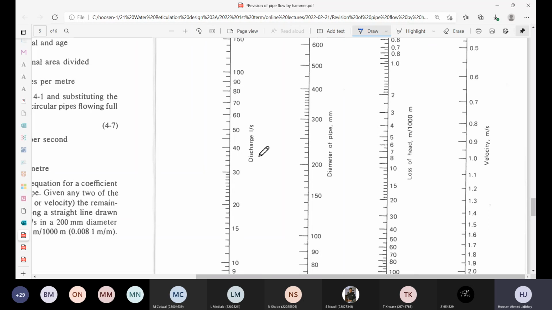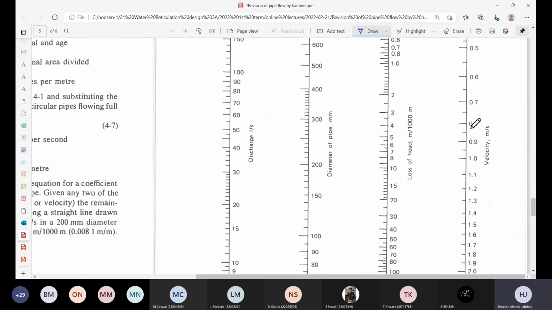that you're looking at over there. The next one is the diameter of the pipe in millimeters. So just take a note of that unit. The third one is the head loss, HL. So that's the HL that you get from the Hazen-Williams equation. And the last one is the velocity.